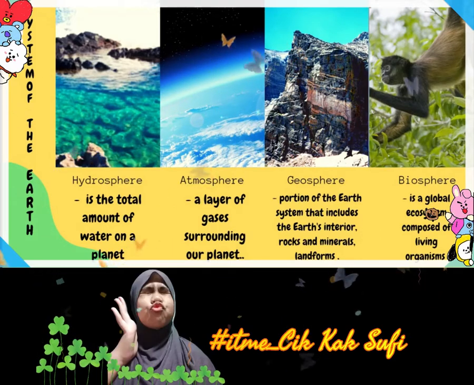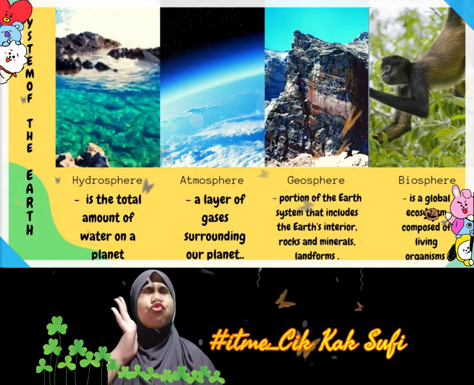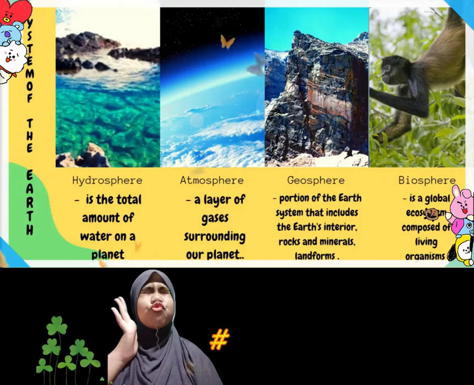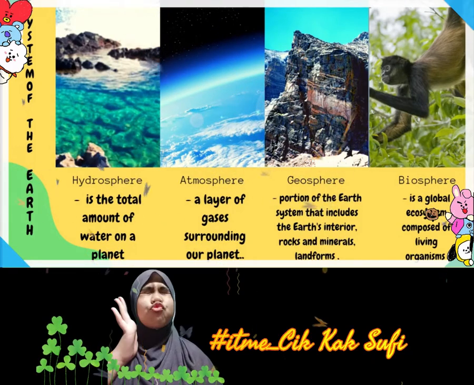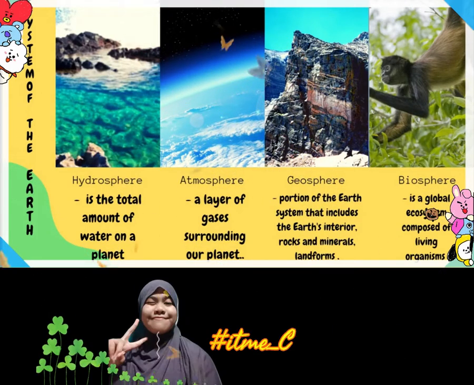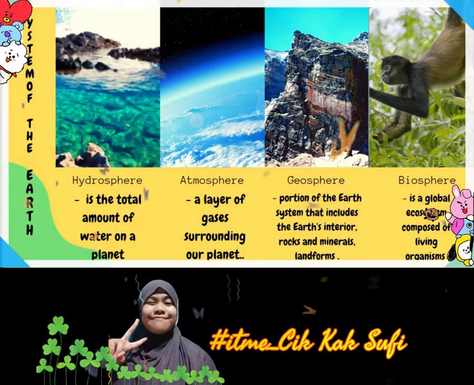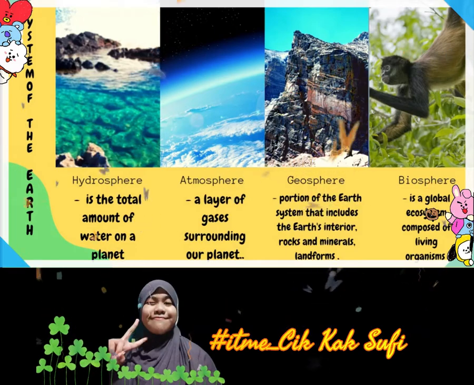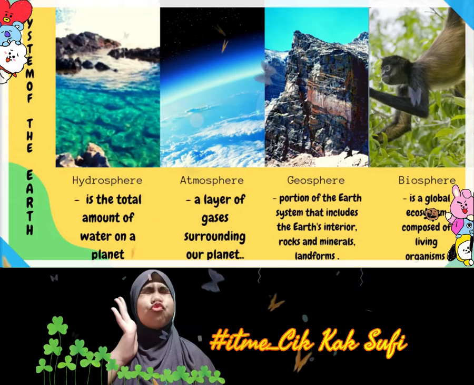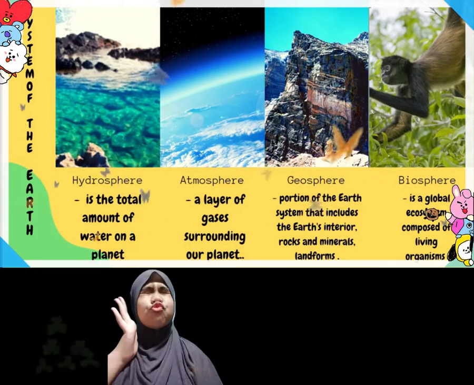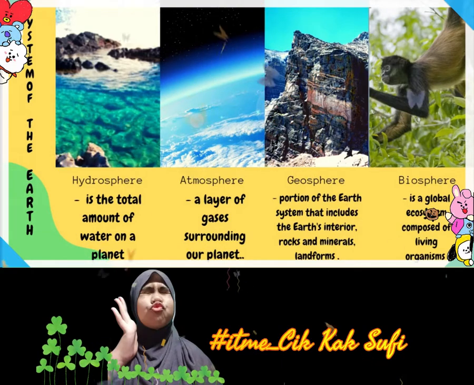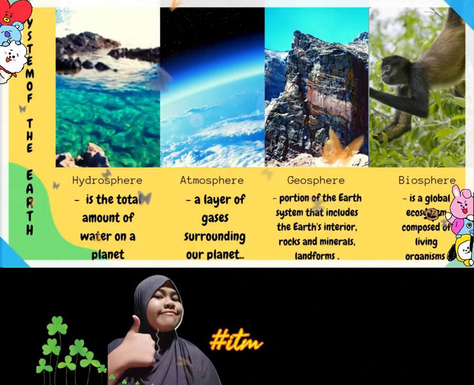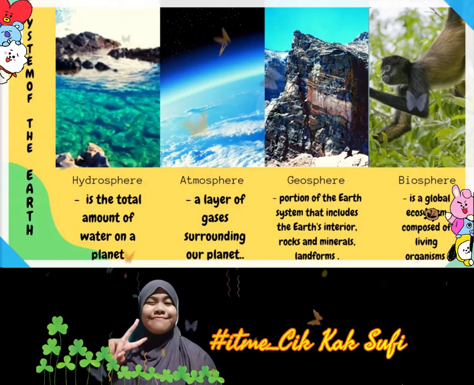So the last one is the biosphere. Biosphere is the global ecosystem composed of living organisms. Zone of all living organisms on Earth, including those on the land, in the water, and in the air. Types of organisms that exist are related with the characteristics of the environment. We go to the next one.